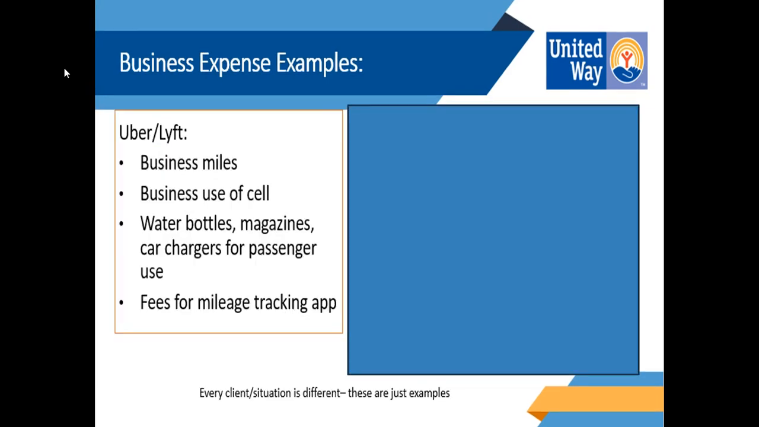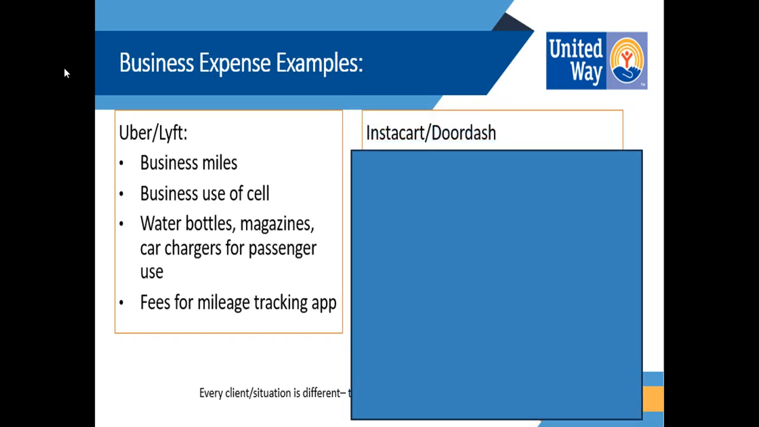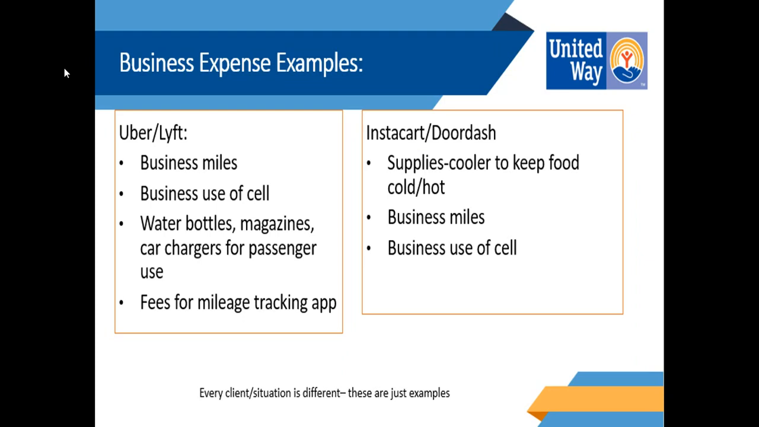And Uber and Lyft, we've already talked about a little bit. There's the business miles, business use of phone. Some drivers will buy water or car chargers for the passengers to use in the back of the vehicle. Some pay for an app to track their miles. Same kind of thing with Instacart and DoorDash. They're not hauling people, they're hauling goods. So sometimes they need those coolers to keep things hot or cold. I have some that do a lot of Instacart, and so they'll have dollies or wagons to help them move the product. They'll buy bags, things like that.